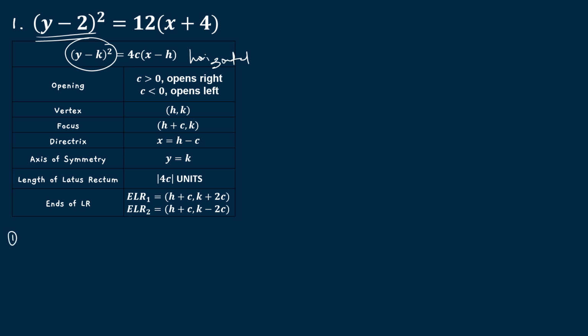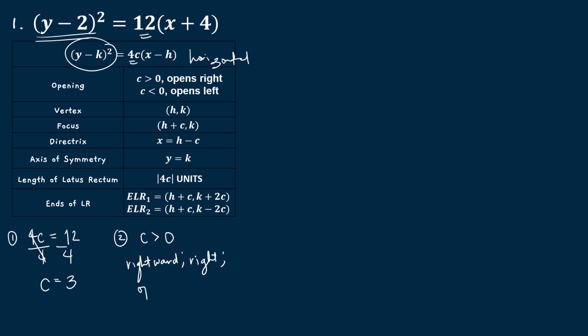Then same process as with a vertical orientation. We need to solve first for the value of c. So 4c is equal to 12. Look at the format, you can pattern that. Then divide both sides by 4, so c is equal to 3. Then again, c is greater than 0, so this time it's not a parabola that opens upward. Instead, it is a parabola that opens rightward, or you can write opens to the right.